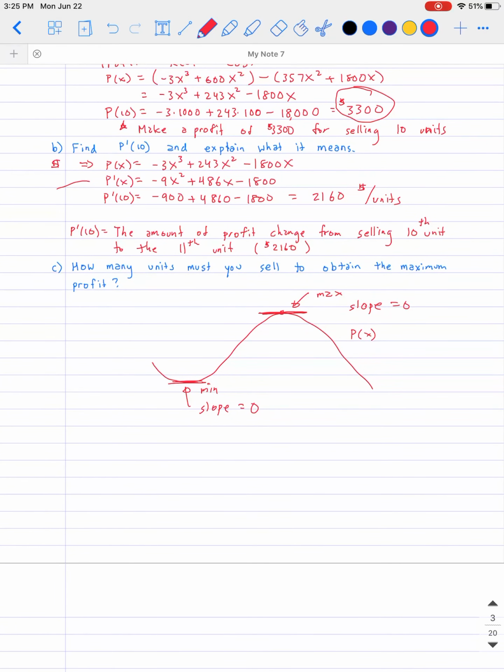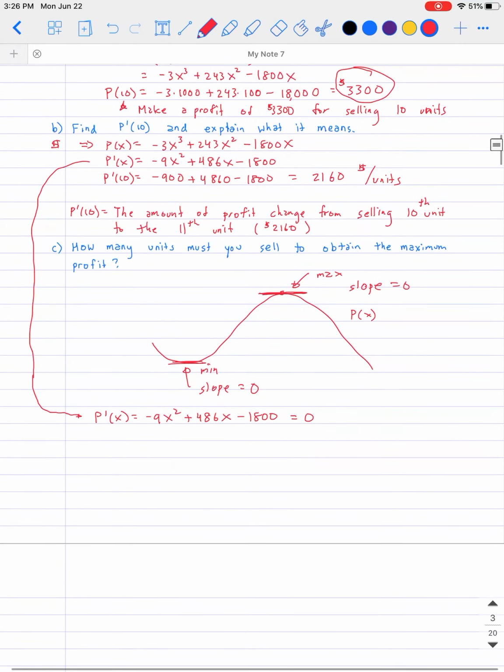First, we're going to take our derivative equation from part B because we're going to need that for this case. Rewriting from part B, p prime of x is equal to negative 9x squared plus 486x minus 1800. And remember, all of that is going to be set equal to 0 because I want to look for those local maximum or local minimum where the tangent is equal to 0. This is not too bad because this is a quadratic and we can solve it.